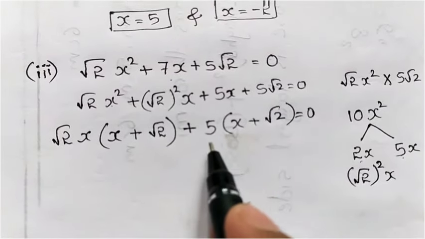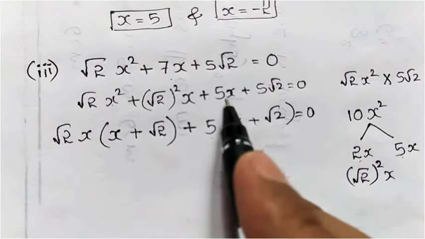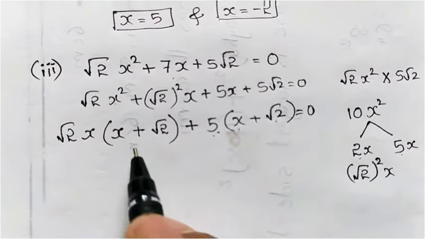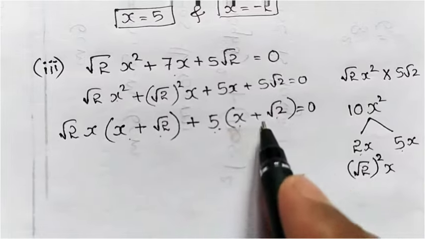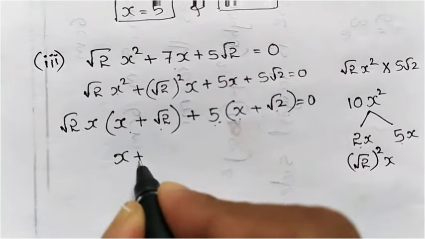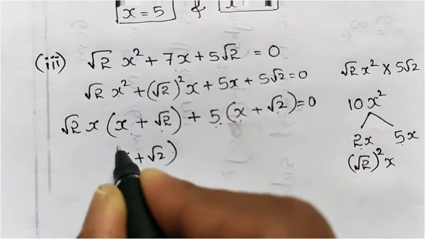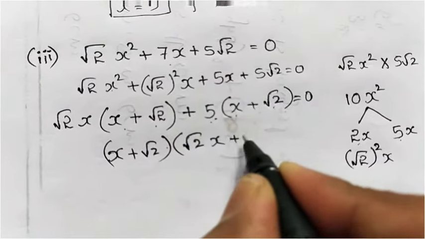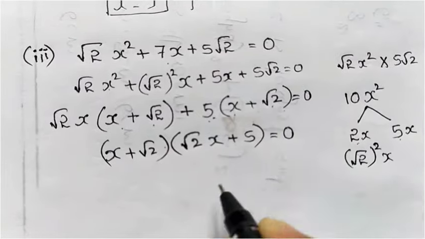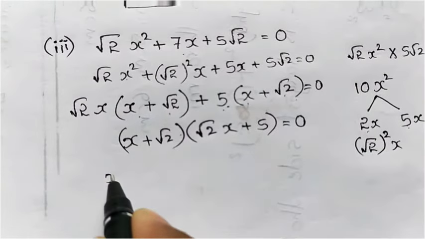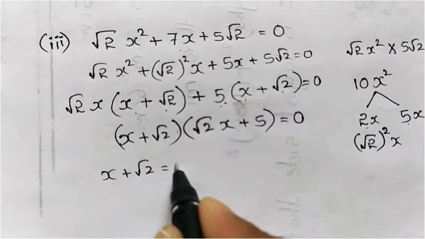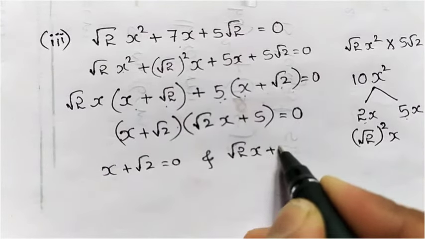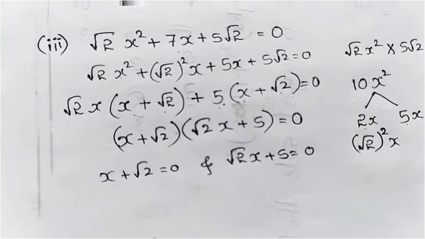So if you want to cross check, you just multiply it. 5 into x, 5x. 5 into root 2, 5 root 2. Understood? Now x plus root 2, x plus root 2 common. Next, what is left? Root 2x plus 5 equal to 0. Now separately write them: x plus root 2 equal to 0 and root 2x plus 5 equal to 0.